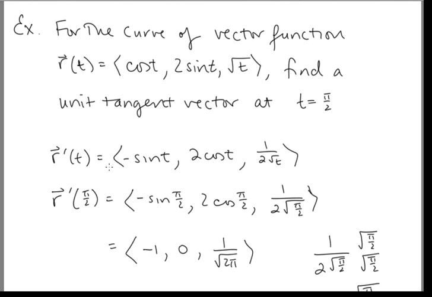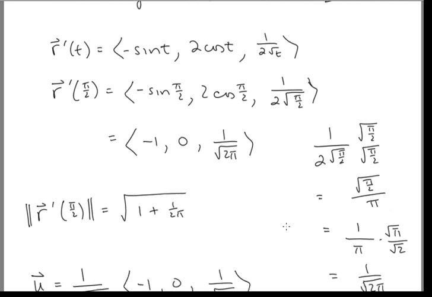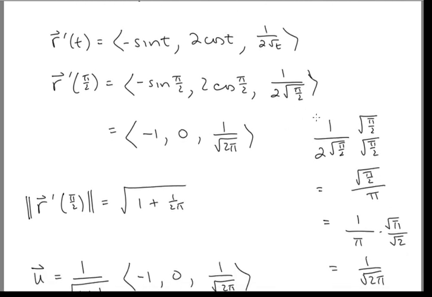So here's our derivative function, r prime of t: negative sine t, 2 cosine t, 1 over 2 radical t. And at t equals pi over 2, we plug in and we've got negative 1, 0, 1 over radical 2 pi. So when we first plug in, it looks like this. I did a little work to simplify that. You can follow the work over here. Rationalized, simplified, and that comes to 1 over radical 2 pi.